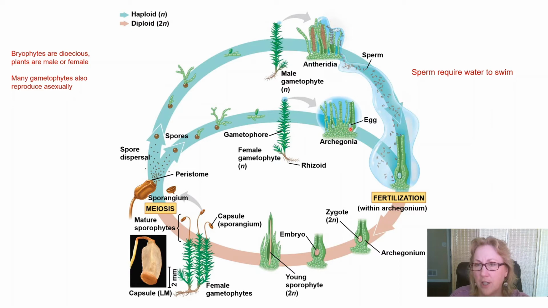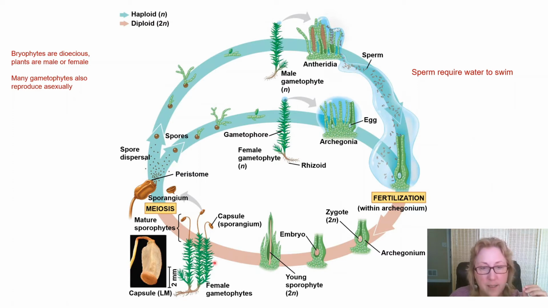They're produced in the archegonia, only one egg in an archegonia. Sperm make it in there. They can swim even with just a coating of water. They don't need a huge amount of water. And now we have a zygote that's diploid. That's going to start to divide and form an embryo. The embryo is going to grow inside of the female gametophyte and be dependent upon the female gametophyte.